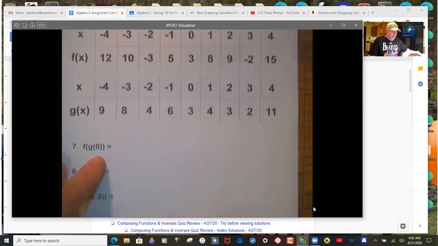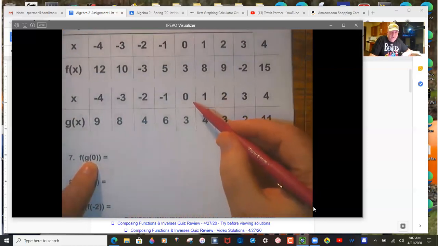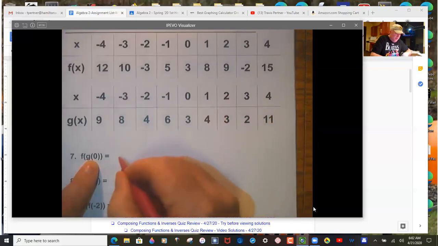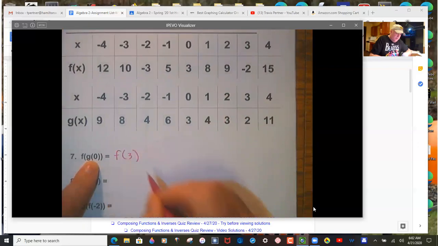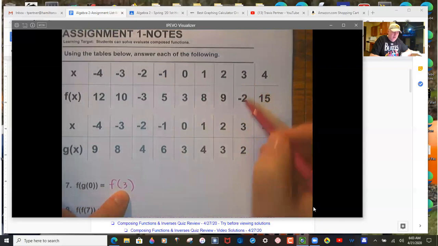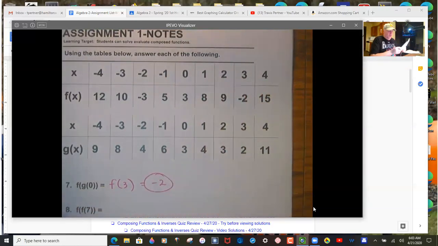All right, so tables. F of g of 0. So using a table, you just go to the particular function, g of 0. That means when x is 0, find the y. That's 3. Now I'm going to write this down again. F of 3. So that means go to the f function when x is 3, y is negative 2. So it's just a game of going back and forth, hopping from one function to the next.